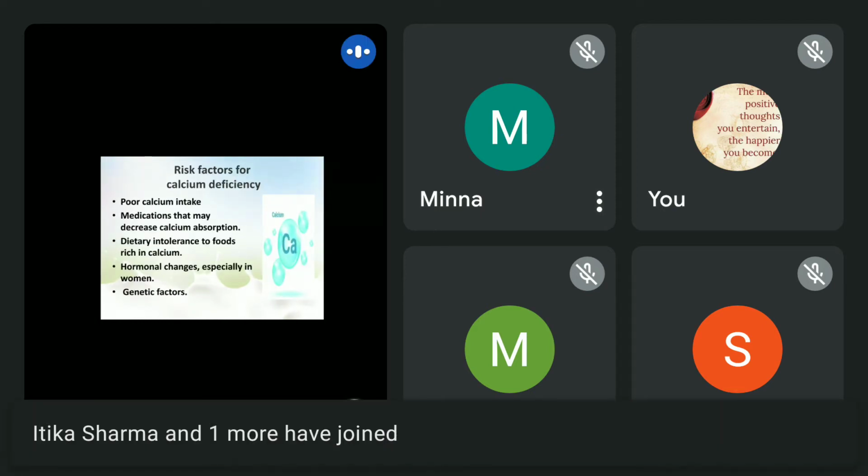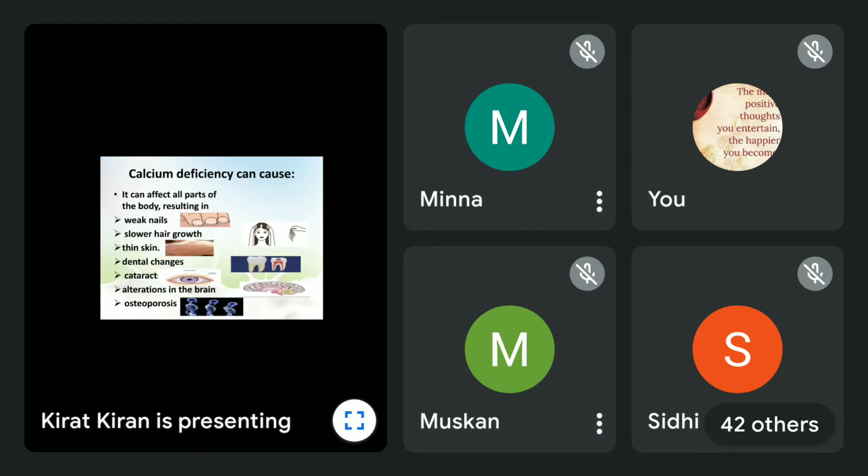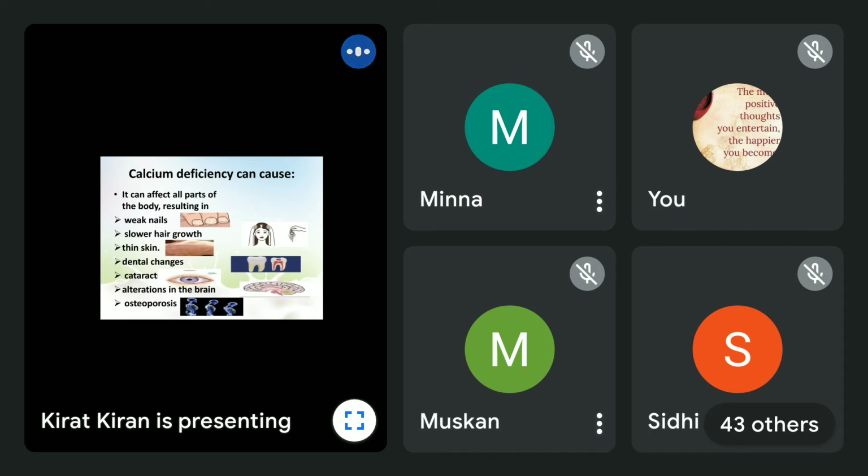Risk factors for calcium deficiency: poor calcium intake, medications that may decrease calcium absorption, dietary intolerance to food rich in calcium, hormonal changes, especially in women, and genetic factors. Calcium deficiency can cause weak nails, slower hair growth, thin skin, dental changes, cataract, alteration in brain, and osteoporosis.